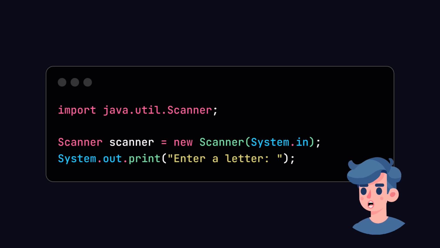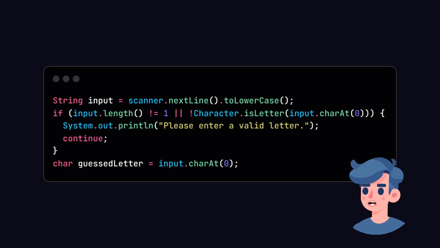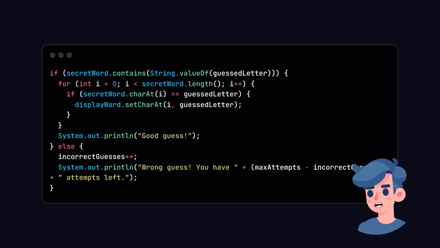Inside the loop, we need to ask the player for input. To do this, we will use the Scanner class. So let's import it at the top as well. Now we will read the player's guess and check if the letter is valid. It should be a single alphabetic character that hasn't been guessed before. Let's handle that logic.